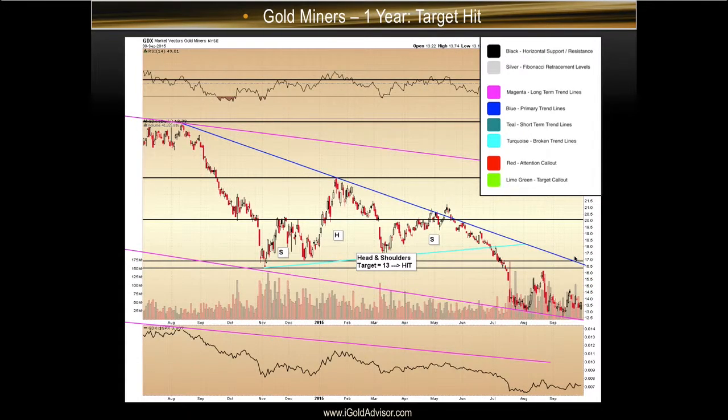I just want to zoom in here and switch gears and show what's happening with the gold mining sector. Now you have the gold mining sector down here at the lows, which is another indicator that gold may be coming back down toward the lows as well.